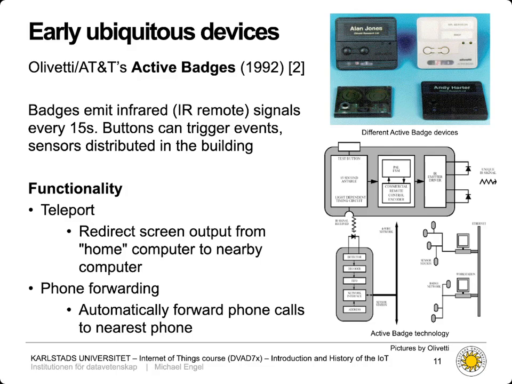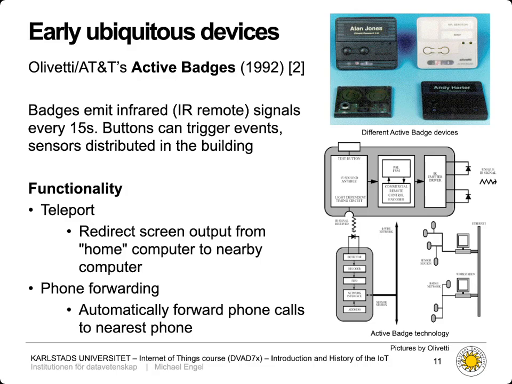So these badges were just sending information unidirectional, so they emit a wireless signal. Now, wireless today mostly means radio. Back then, technology was very primitive in comparison to today. So these active badges used infrared light instead. So more or less the same you use in your TV remote nowadays. And they did this periodically every 15 seconds.